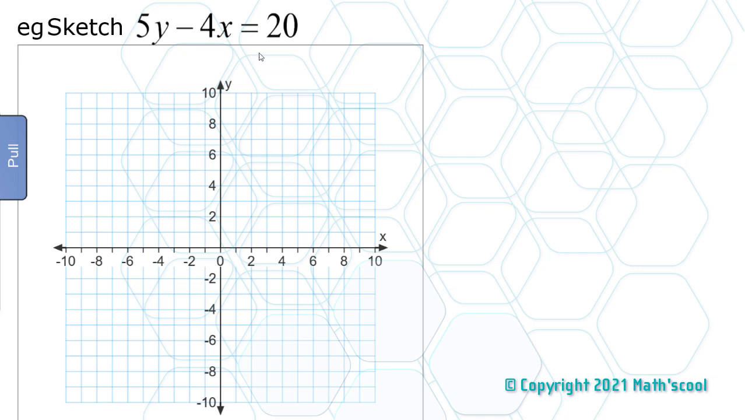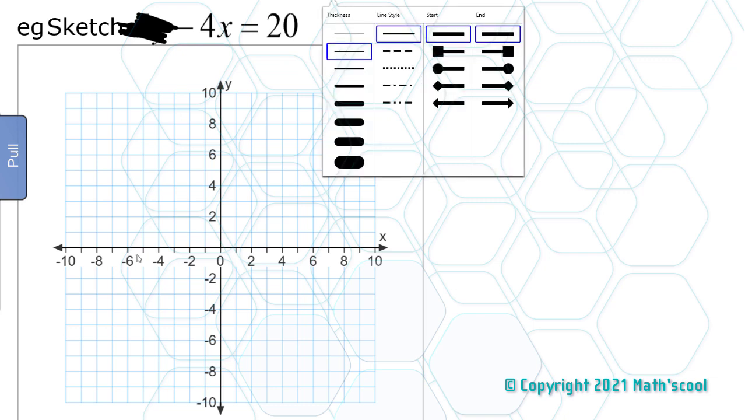To find the root, we put y equal to 0. And so that's going to give us the root is at minus 5.